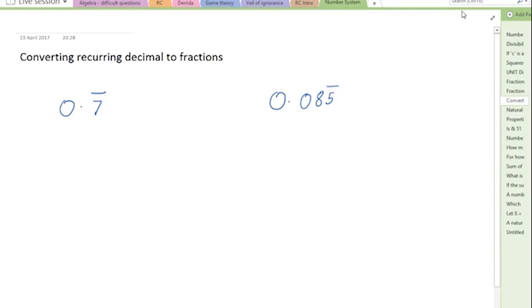We'll just quickly cover this also. How do you convert recurring decimals to fractions? So recurring decimals are of this sort. So if 0.7 with a bar, it implies this is equal to 0.77777 and it continues till infinity. And same way 0.085 here and the bar is above 5. This means this example is 0.0855555 and so on.